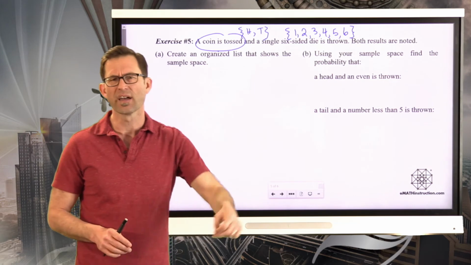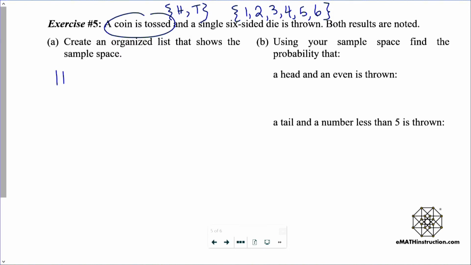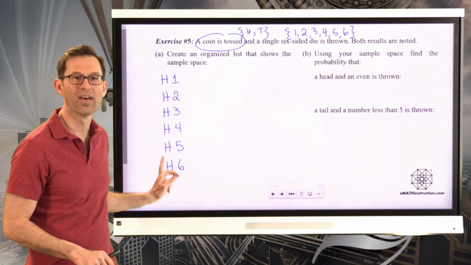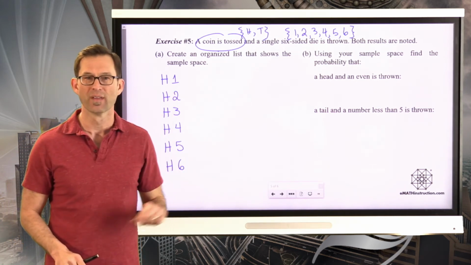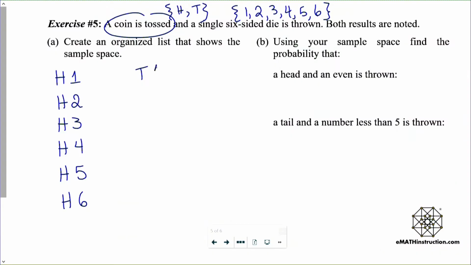Let's say I tossed the coin first, and then I rolled the die, right? Then I could get a head and a 1. I could get a head and a 2. I could get a head and a 3, a head and a 4, a head and a 5, a head and a 6, right? That's all the possibilities if I got a head when I tossed the coin, and then I got these on the die. Likewise, I could get a tail when I tossed the coin, and then I could get a 1 on the die, a tail and a 2, a tail and a 3, a tail and a 4, a tail and a 5, a tail and a 6.